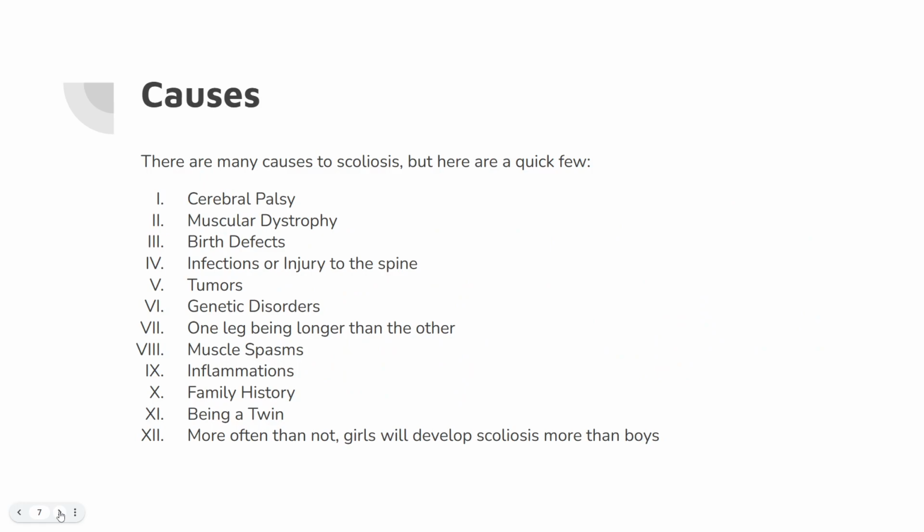Causes. There are many causes of scoliosis, and here are a quick few: cerebral palsy, muscular dystrophy, birth defects, infections or injury to the spine, tumors, genetic disorders, one leg being longer than the other, muscle spasms, inflammation, family history, being a twin, and more often than not, girls will develop scoliosis more than boys.